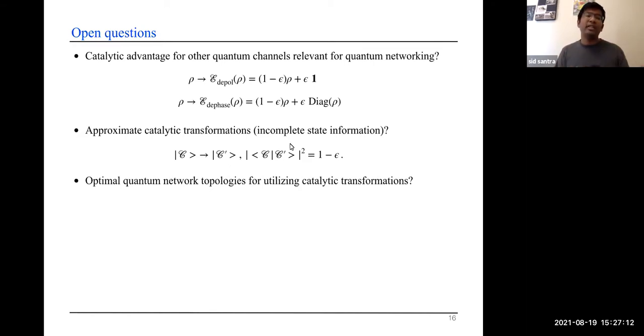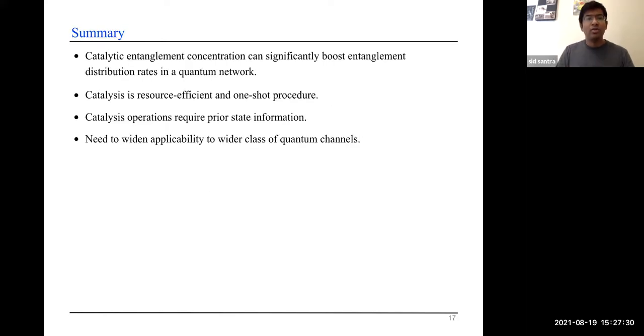So essentially obviating the need for the iterative purification procedure, which is very, very resource intensive. And then, of course, what kind of quantum network topologies can utilize catalytic transformation efficiently to distribute entanglement faster? And so I'll conclude by saying that I gave you an example of catalytic entanglement concentration over network edges that can significantly boost the entanglement distribution rate.